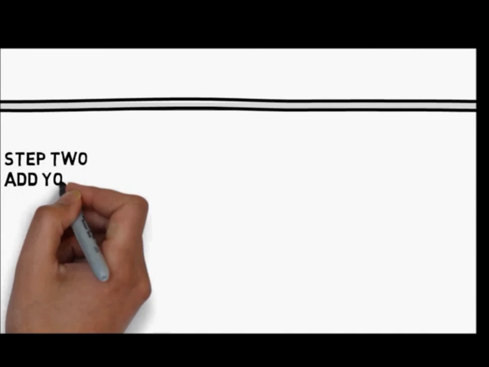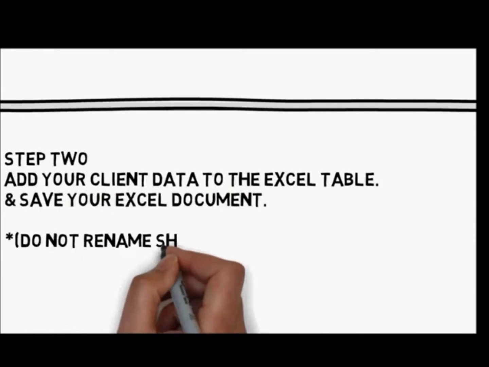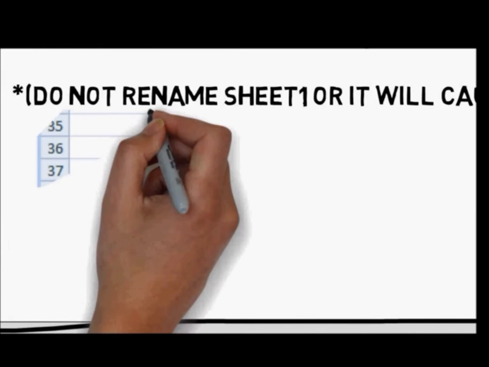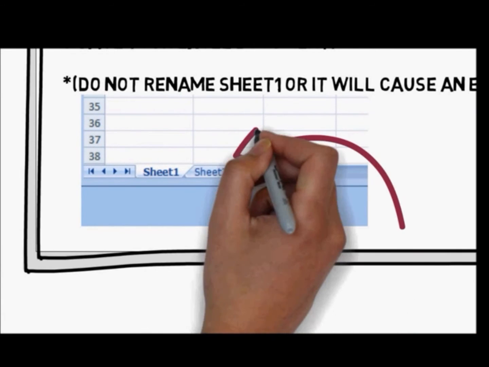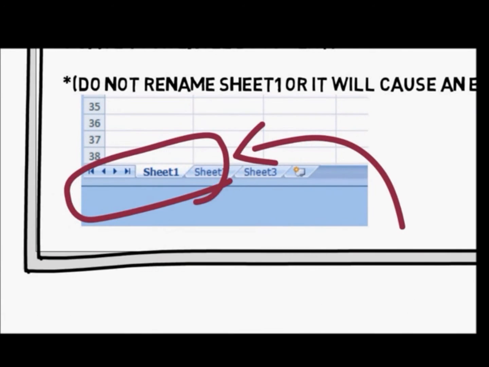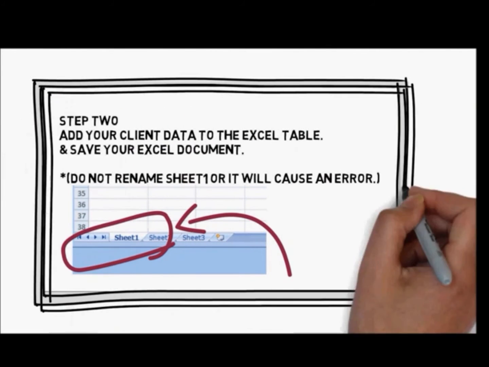So next we're going to have step 2. Add your client data to the Excel table and save your Excel document. Do not rename the sheet or it will cause an error. Sheet number 1. Who wants to rename it anyway? Just leave it as sheet number 1. It'll work better that way for you and you won't get an error.